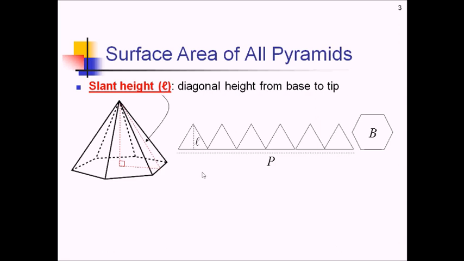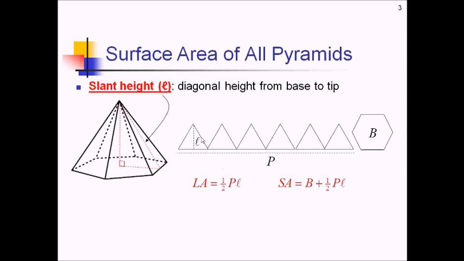So we could figure out the area of one of these triangles by doing 1/2 the little piece of the perimeter here times the slant height. To get the area of all the triangles, we can just do 1/2 times all of these bases, the perimeter times the slant height. So 1/2 perimeter times slant height, that's lateral surface area. If you want total surface area, you just have to add this little piece to the area of the base.